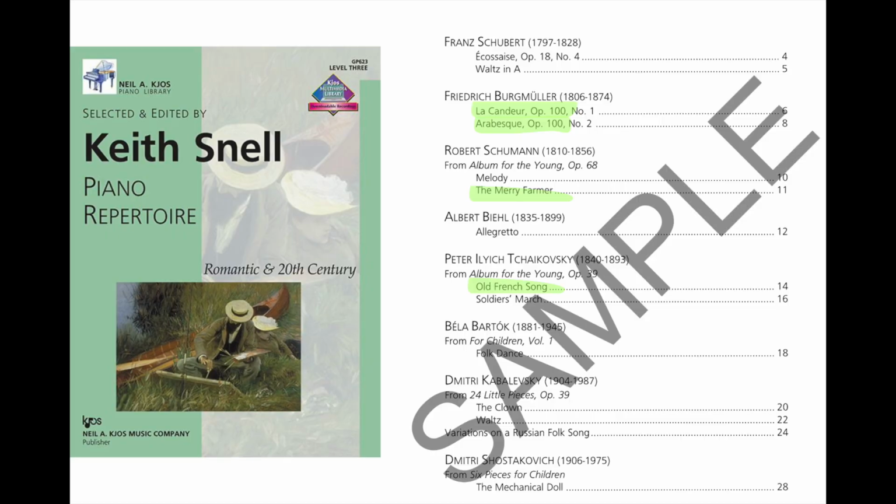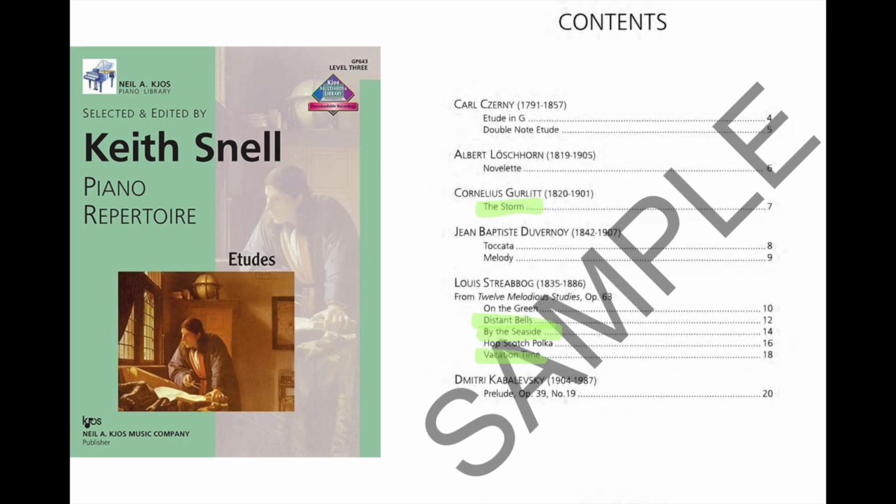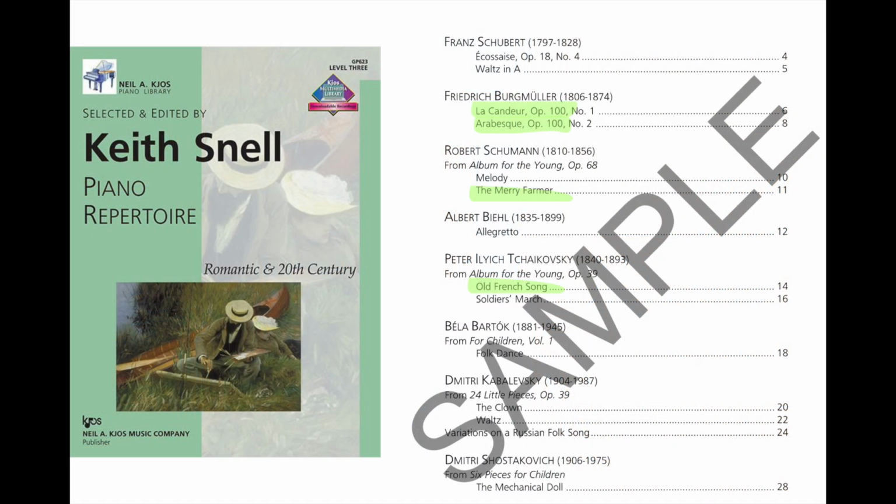If we look at that next slide for the Romantic and 20th Century book, you can see that there are far fewer. And I'm going to go ahead to the Etude slide. You can see he did include a few of the Etudes. If I go back to that Romantic and 20th Century book, I think what you're going to notice is that the Essential Repertoire books do not include anything from the 20th Century selections.